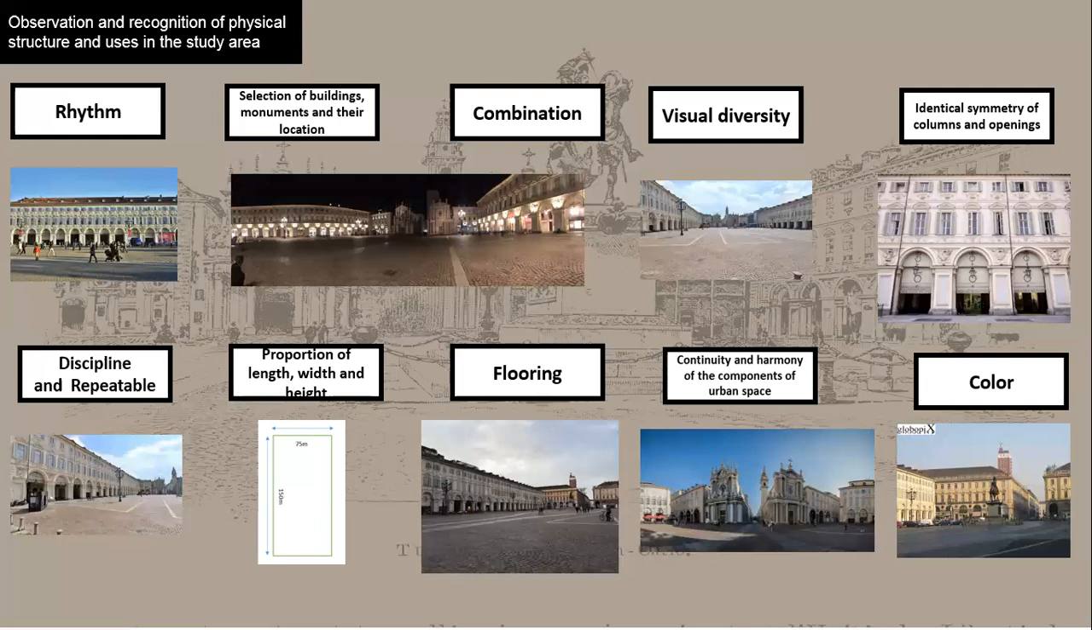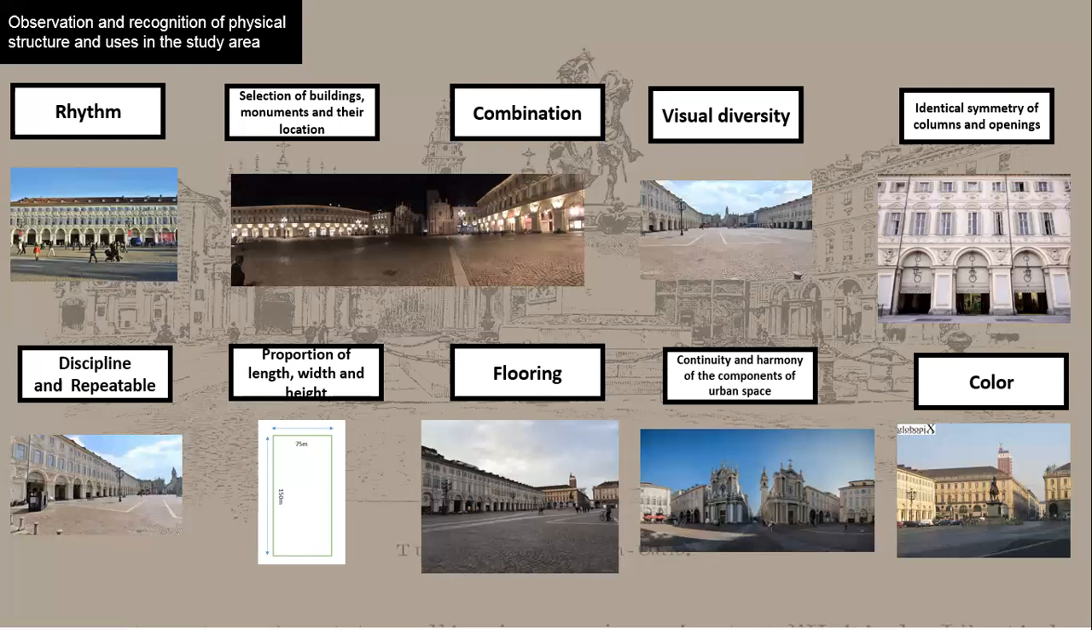And then about the identical symmetry of the columns and opening, this symmetry has caused visual diversity, and identical symmetry in column and opening space is visible in the case study. And discipline and repeatability: according to the dimension, color, and shape, the buildings all follow disciplinary rules. And for the next, about the proportion of the length, width, and height, there is a visual richness of the area and it creates a sense of belonging in the area. And for the flooring, the same and regular flooring on the sidewalk of the square as well as inside the square.